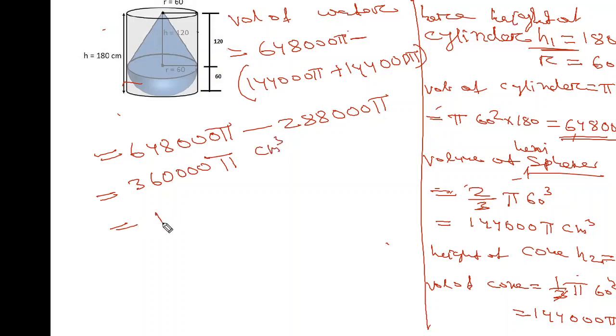Then it will be 1.131 meter cube. Remember, here it is cm cube. We have to convert it into meter cube. So it will be 1.13. We can also put that in cm cube, but normally we convert it into meter cube. So after multiplication, it will be 1.131 meter cube. So this will be your answer.